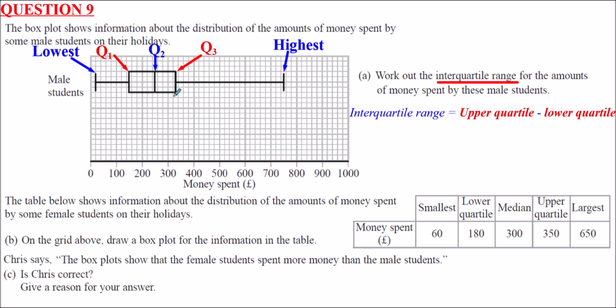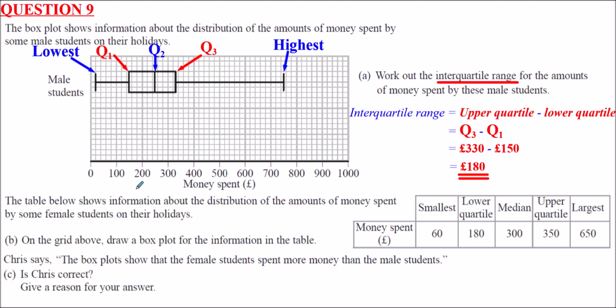So the upper, Q3, we can see that's 300, that's therefore 320, that's going to be 330, and Q1 is going to be, that's 200, so 180, 160, that's 150. So it's going to be 330 subtract 150, and that gives us a value of £180. So that's our interquartile range.